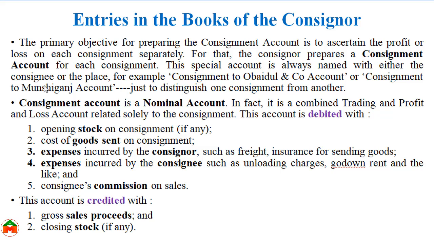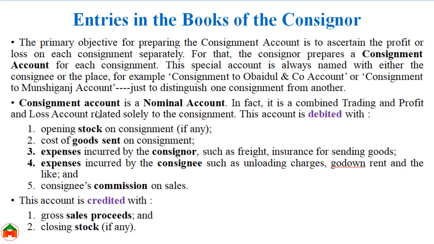Generally, the consignment account is prepared along with the name of the consignee. Suppose Obaidul is a consignee, and the consignor will prepare a consignment account with the name of the consignee, for example, consignment to Obaidul. Or the consignor can prepare the consignment account with the name of the place of the consignee. However, in the consignment account, we show these items on the debit side.